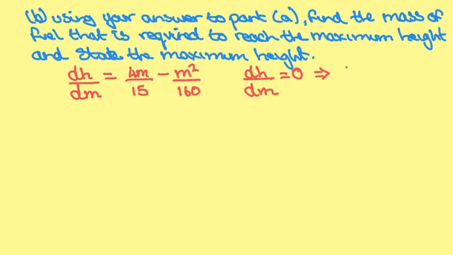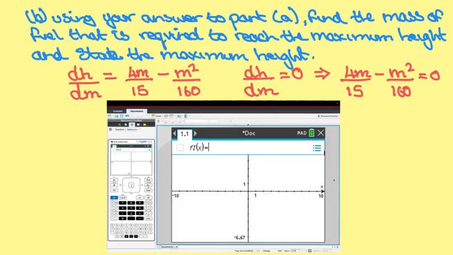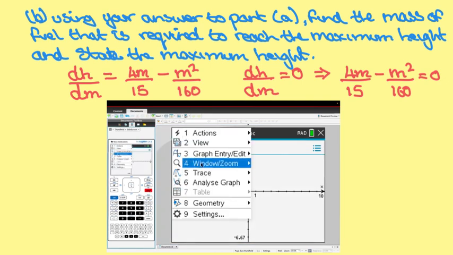Therefore, 4m over 15 minus m squared over 160 equals 0. I'm going to use the TI Inspire, draw the graph and find its maximum. I've opened my TI Inspire at Graphs page. I've got a rough idea of what values I'm expecting, so the first thing I want to do is change my window.